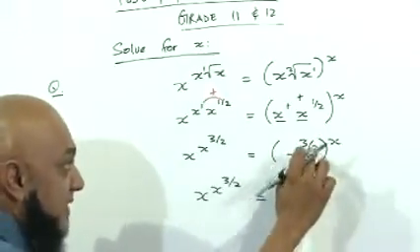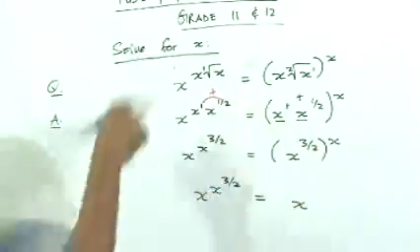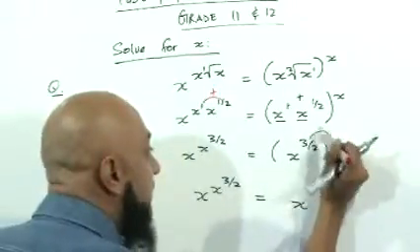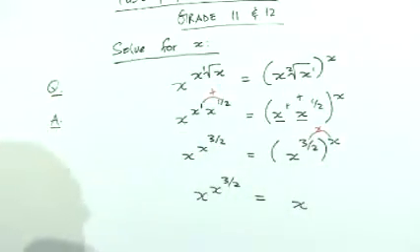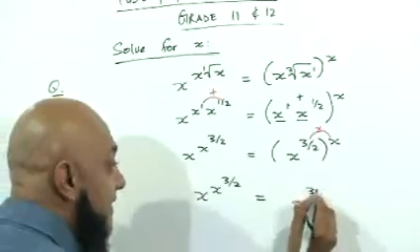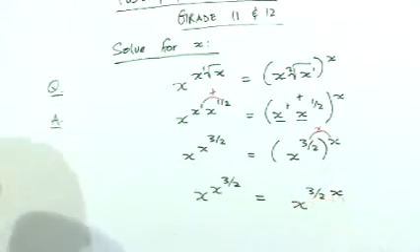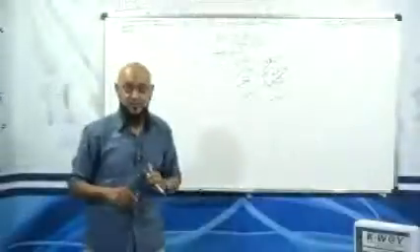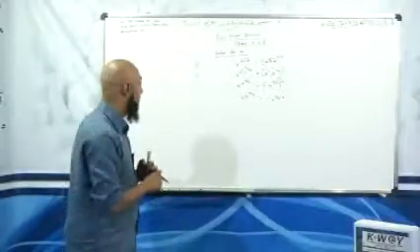now x is my base, 3 over 2. We're raising a power to a power. When we raise a power to a power, we multiply powers. So 3 over 2 times x is 3 over 2x. I hope you have that down. I hope you're understanding. Okay?